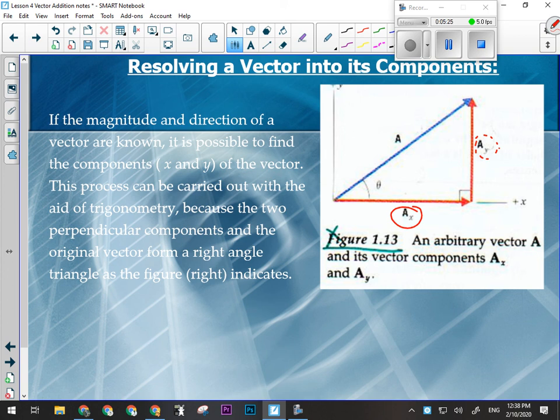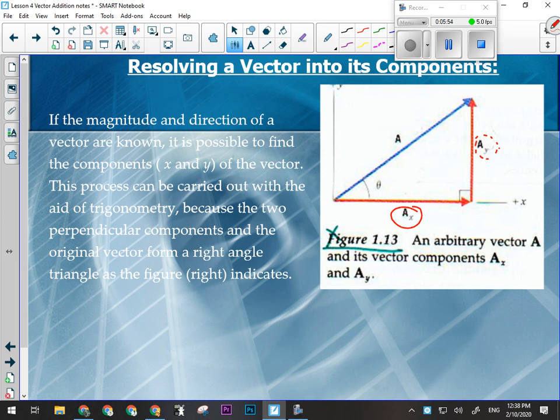Now, if I know two pieces of information about a triangle, can I find out all the information about the triangle? Yes. As long as I know two sides, or a side and an angle, I can figure out all the other sides and all the other angles of the triangle, if it's a right angle triangle. That's the premise that we're working on here. Does that part make sense to everybody? That any vector can be turned into a right angle triangle and I can calculate its size.